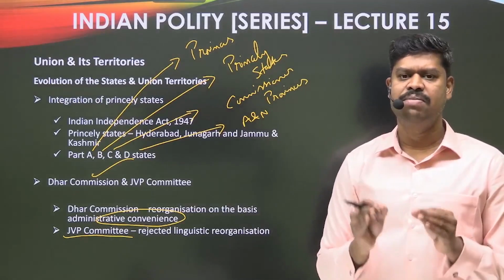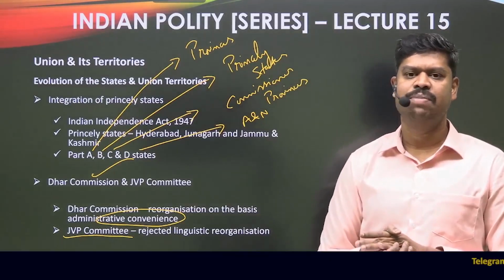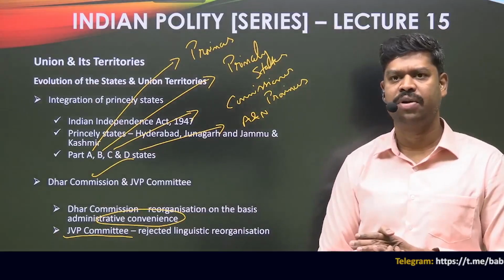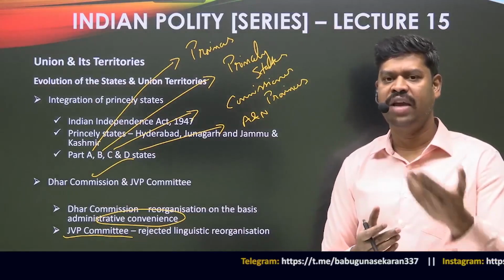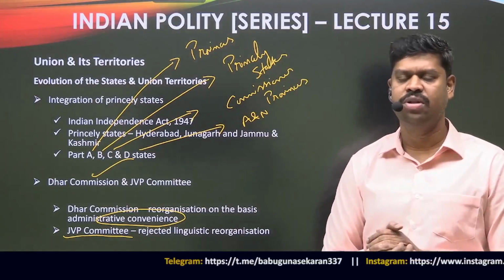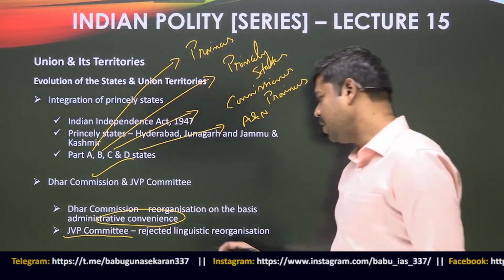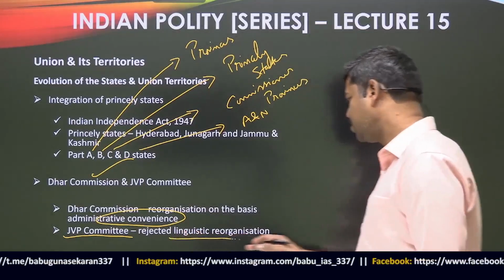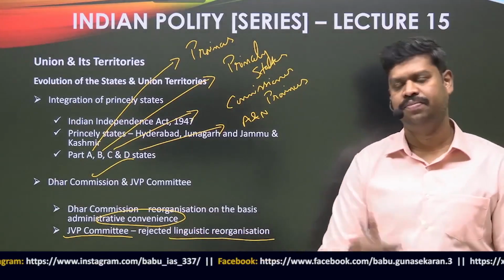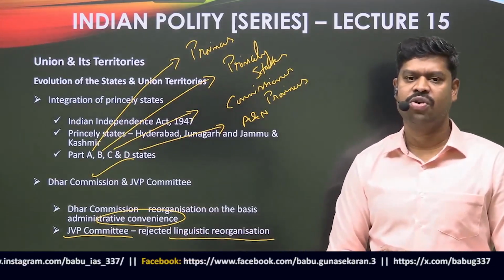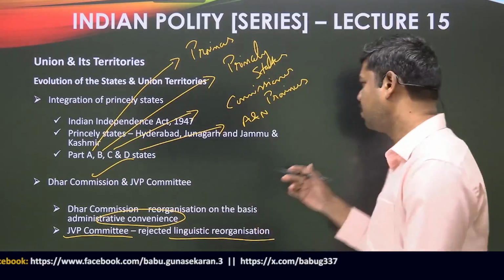This 3-member committee, called the JVP committee, was appointed to study this matter and to report to the government what should be the way ahead and how they shall proceed with this reorganization. In fact, the JVP committee also rejected the idea of linguistic reorganization. They also felt that the Dar Commission was right in rejecting it, so they completely rejected this idea too.